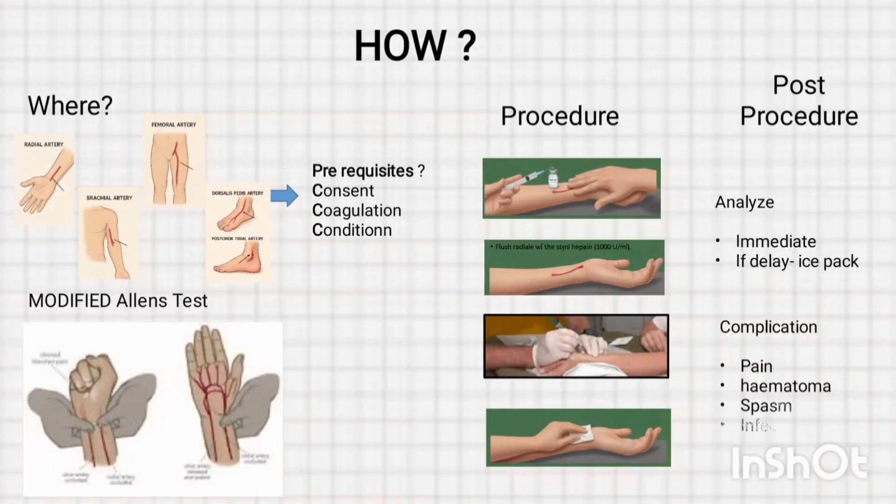What are the complications that you should know which can be due to an ABG? It is pain, hematoma, spasm, infection, air or thromboembolism.